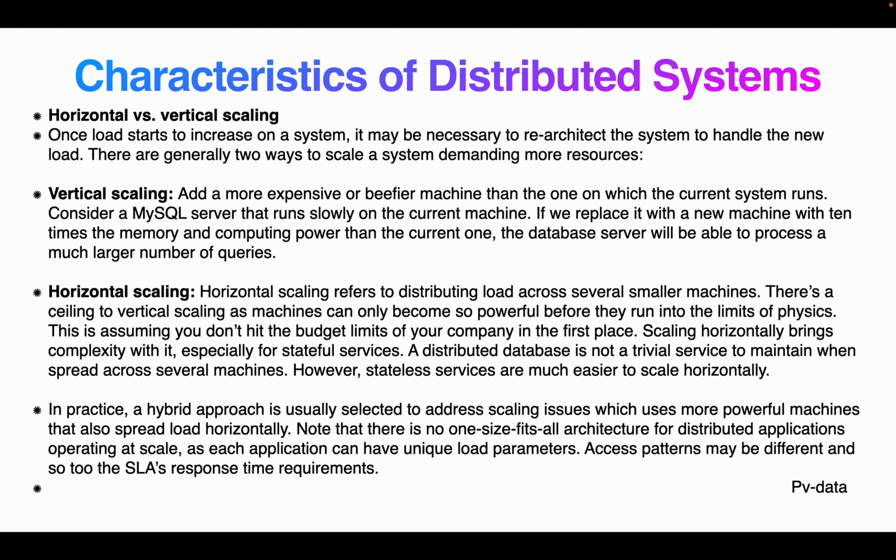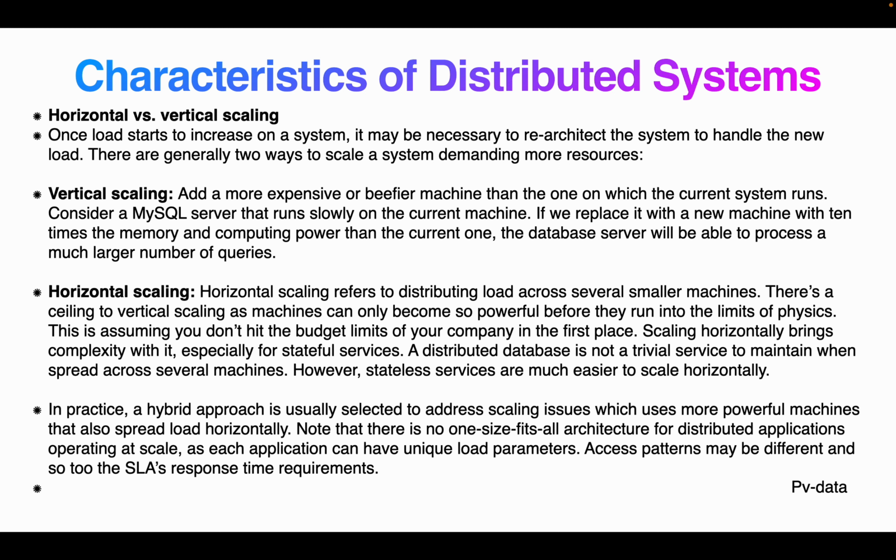Vertical scaling is adding more expensive and bigger machines on which the system currently runs. Consider a MySQL server running on a slow, current machine; we replace it with a new machine with 10 times the memory and computing power than the current one. The database service will be able to process a much larger number of queries. But this has a limitation.